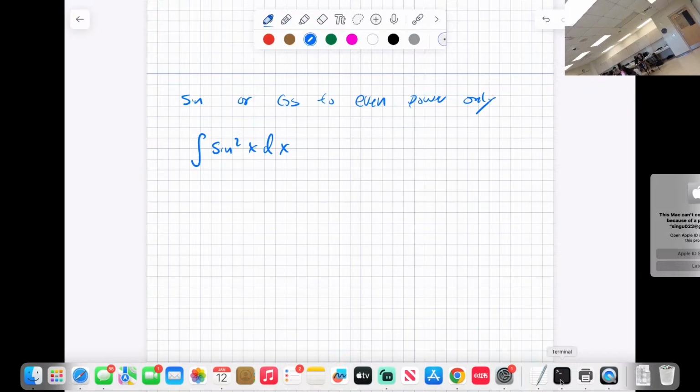This is a category by its own, because you have to use a different identity to approach sine to the even power and cosine to the even power. So this is the one that I will test you on, especially sine squared or sine to the fourth. Do you guys remember sine squared is equal to? Well, we know it's 1 minus cosine squared, right? But there's also something else.